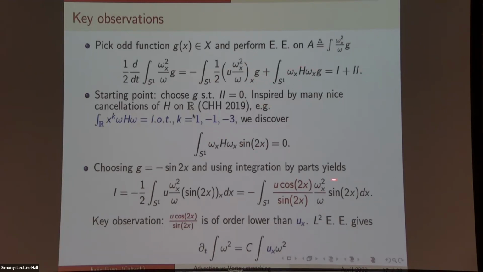The black term is the energy we are trying to estimate. This is our energy. And the red term is the coefficient of the linear term. It's given by u times cosine 2x over sine 2x. So let's stare at this term. What's special about this term?